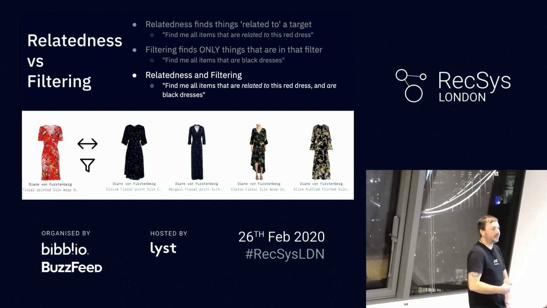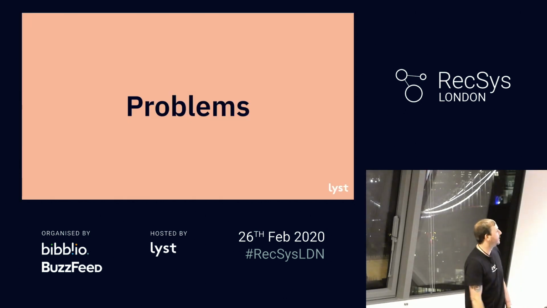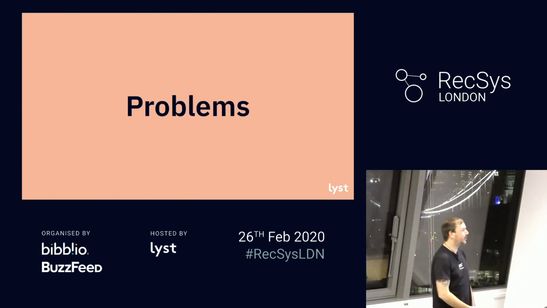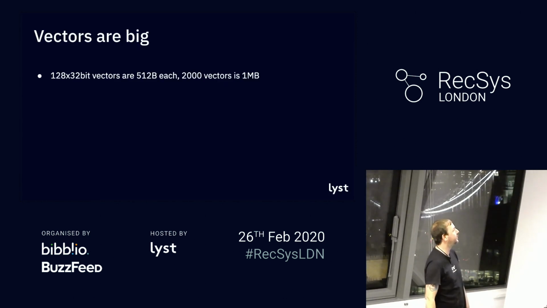And this is where you can get into some interesting queries on the site for making recommendations, because you might know that somebody really likes this red dress, but they need a black dress for this upcoming occasion, and how do you make a recommendation for that? Essentially, it comes down to a mix of finding the related items, but also filtering it down to specific things. So I'm going to talk about some of the problems we hit besides filtering.